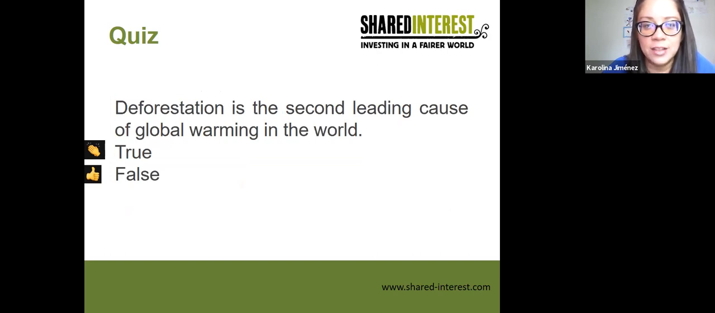Deforestation is the second leading cause of global warming in the world. Is this true or false? Thank you, everybody. Most of you said that it was true. Let's see what the answer is, friends. Correct. It is true.